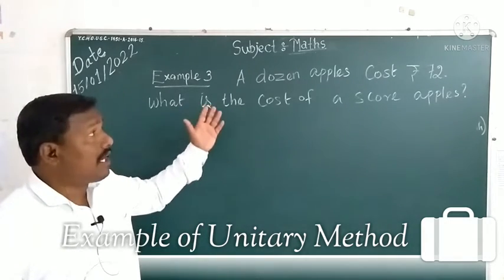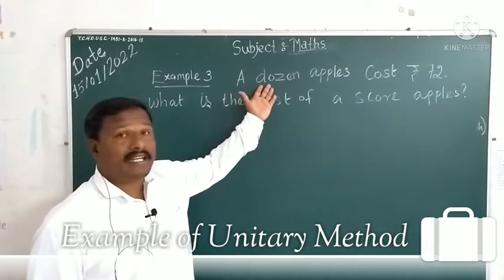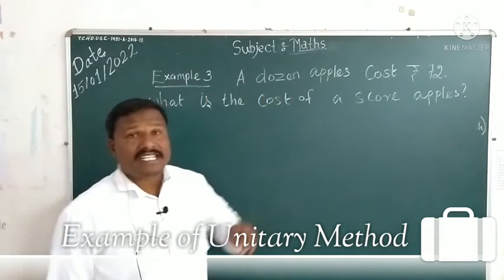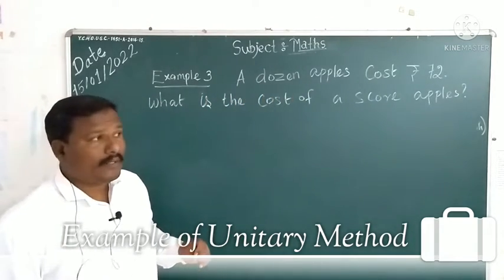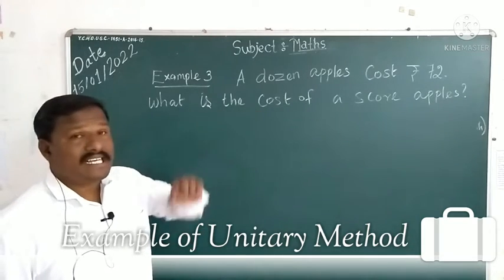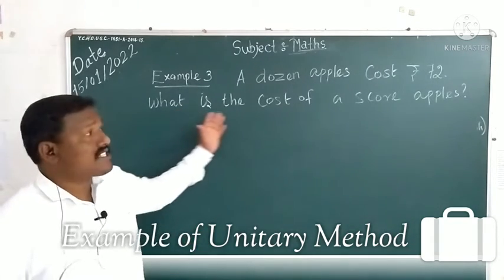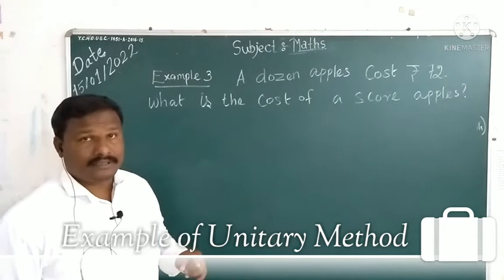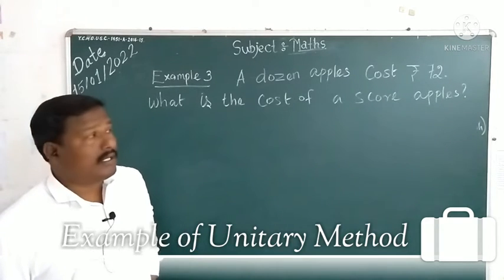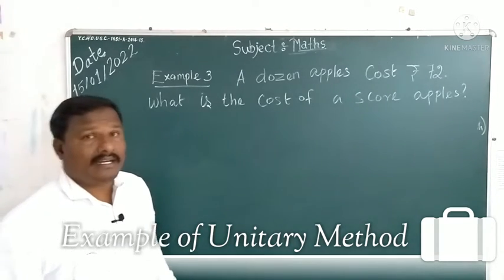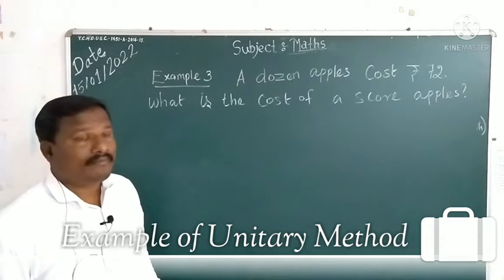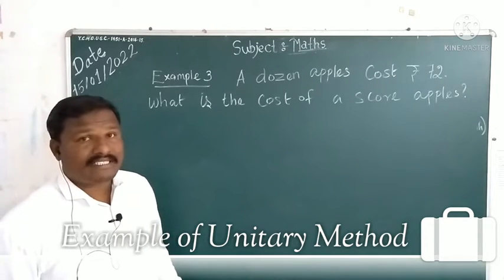Example 3: a dozen apples cost 72 rupees. Okay, a dozen apples cost 72 rupees. Then what is the cost of a score of apples? Okay, score. What does score mean? Here assume it as 20. Score means assume it as 20.